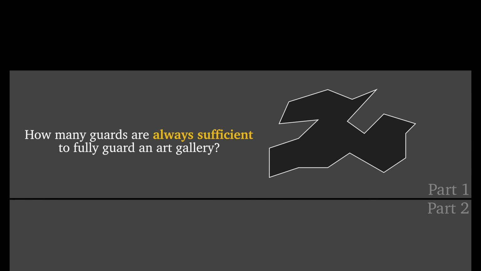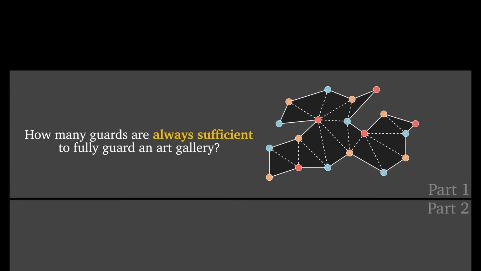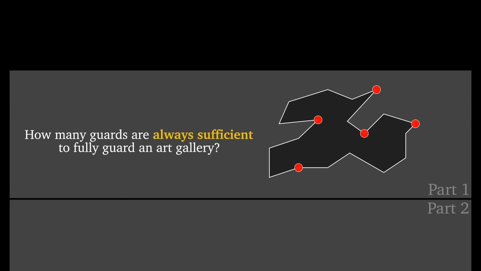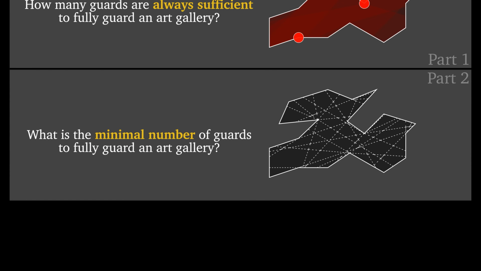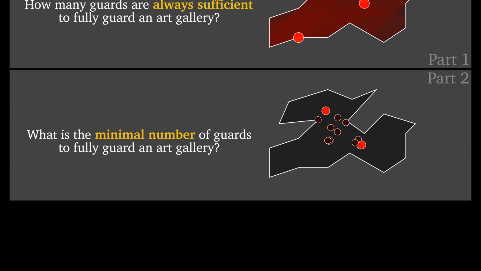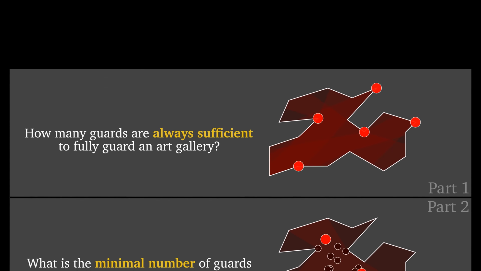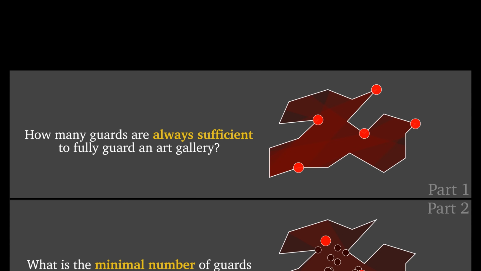From now on, the video is divided into two parts. In the first part, we will answer the question of how many guards are always sufficient to fully guard an art gallery, assuming the art gallery can be represented as a simple polygon without holes. And in the second part, we will then consider how to actually find the minimal number of guards for any specific polygon using optimization techniques. And this will even work for polygons with holes. Note that I restrict myself to polygons without holes in the first part, as this will make things much easier while still including important theorems in this context.